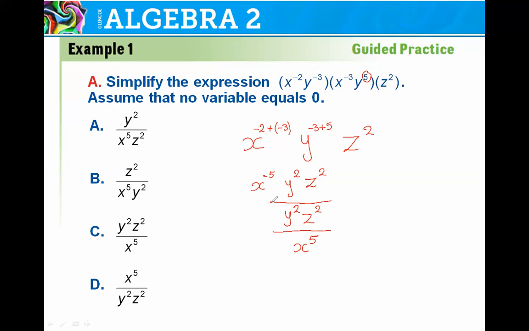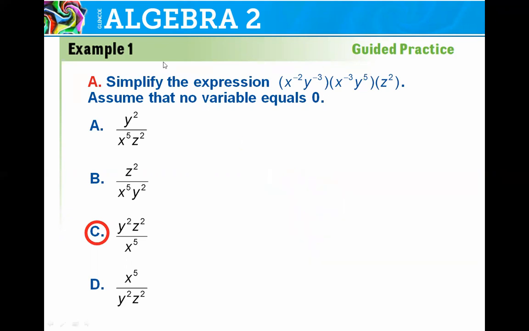Which is letter what, Muhammad? It's letter C. Yes, I asked you about the multiple choice, so it's letter C. So the answer will be letter C, as you said. It's y power 2, z power 2 over x power 5, as we simplified the expression. Okay, and this is the answer of this problem.